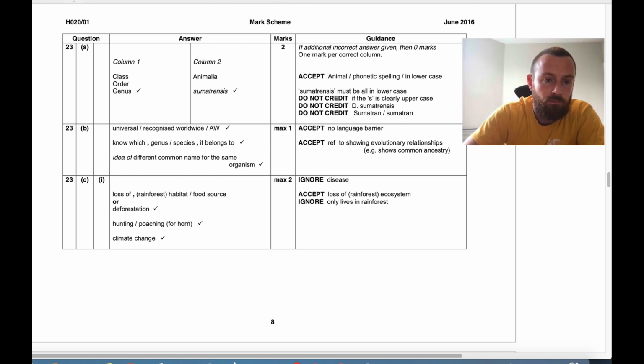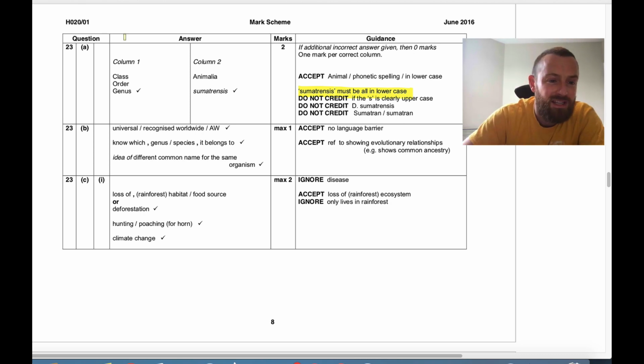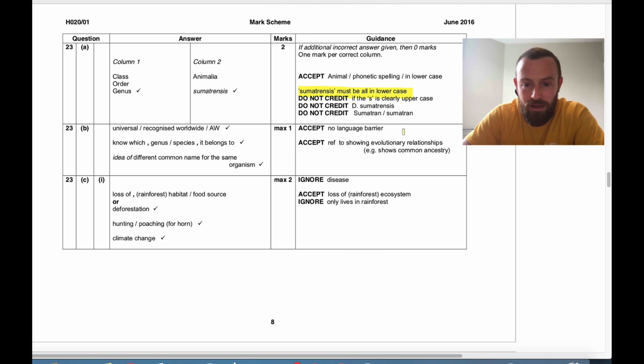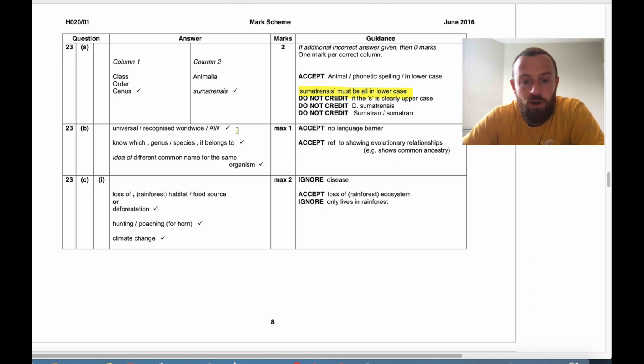Oh, look at this, by the way, before we move on. Did I get a mistake here as well? Sumatrensis must be all in lowercase. Oh no, did I get that wrong as well? Yes, I did. I said it in lowercase. Okay, good. It's got to be in lowercase because for the binomial system, you have uppercase genus and all lowercase species, okay? So what I was talking about here: universal, recognized worldwide, no language barrier. And also it communicates, this is important as well, the genus and species it belongs to. It gives you more information than just the common name, Sumatran rhino.